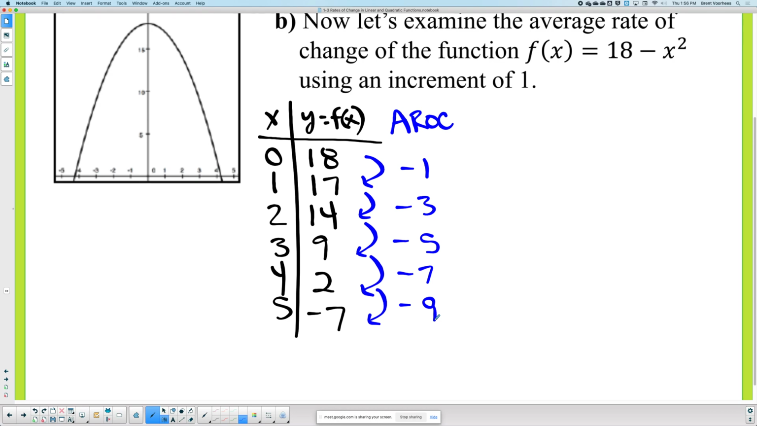Let's prove it. Now, if I looked at the change in the AROC, what happens from here to here? Here to here?